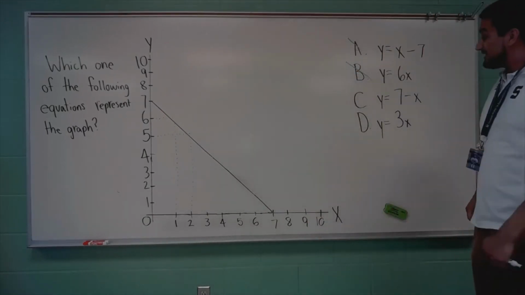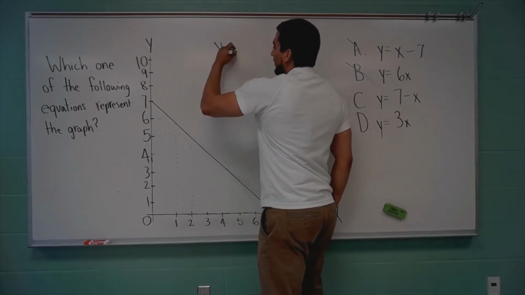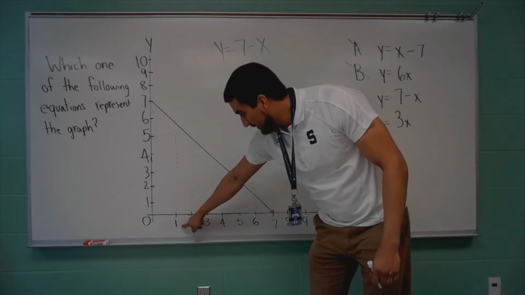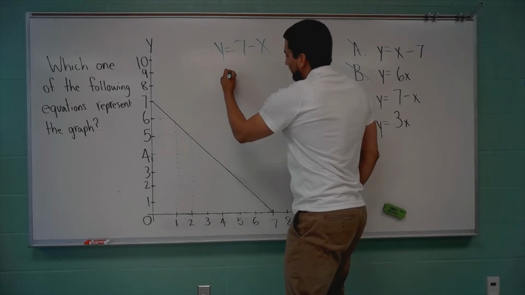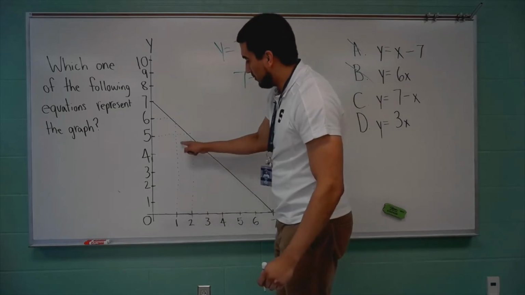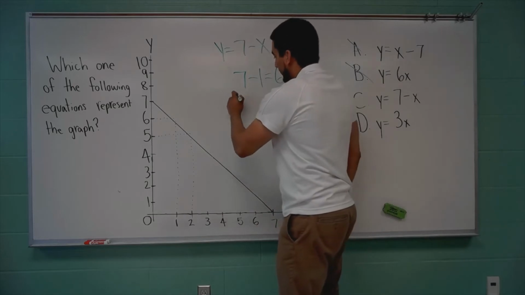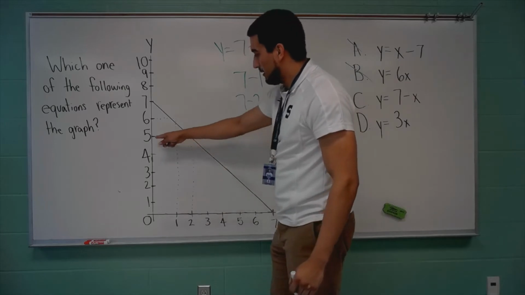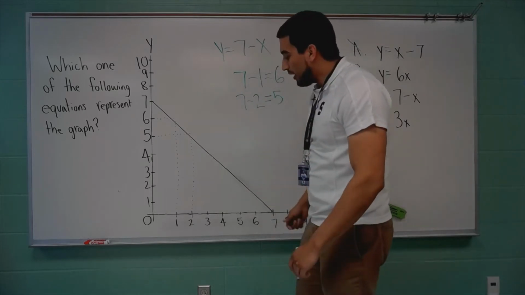My next one is C, y equals 7 minus x. I'm going to write it up here for you guys. y equals 7 minus x. Again, we're replacing the x with the first one. That should equal 6, technically. So 7 minus 1 should equal 6. 7 minus 1 does equal 6. Now we're going to do the next one. 7 minus 2 should equal 5. Again, that's correct. We're going to keep going.